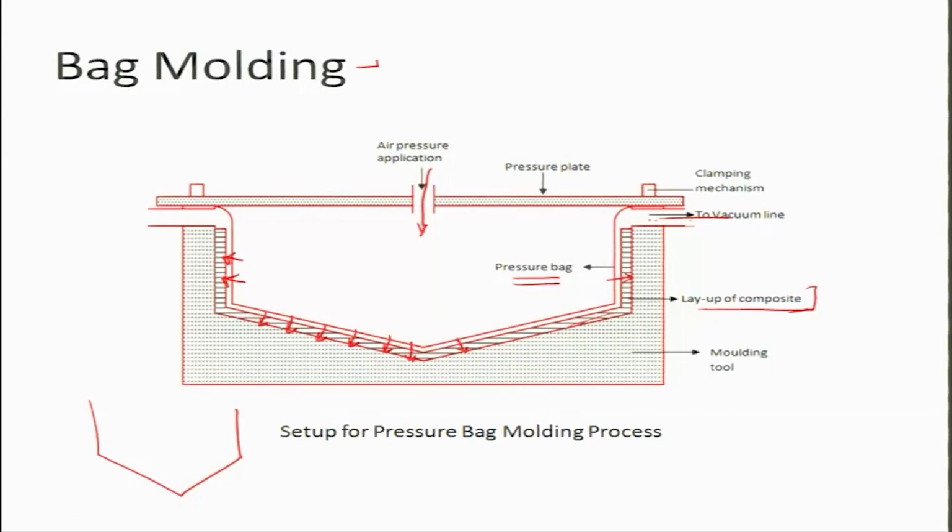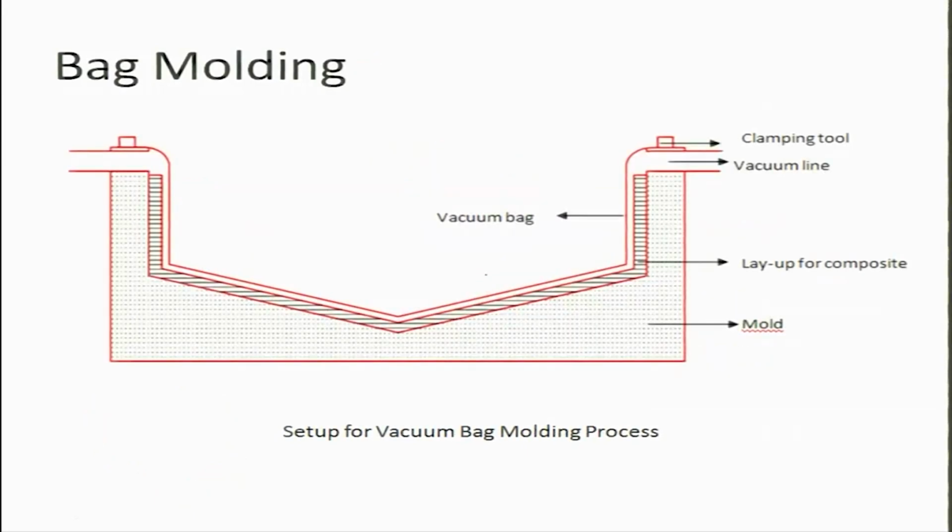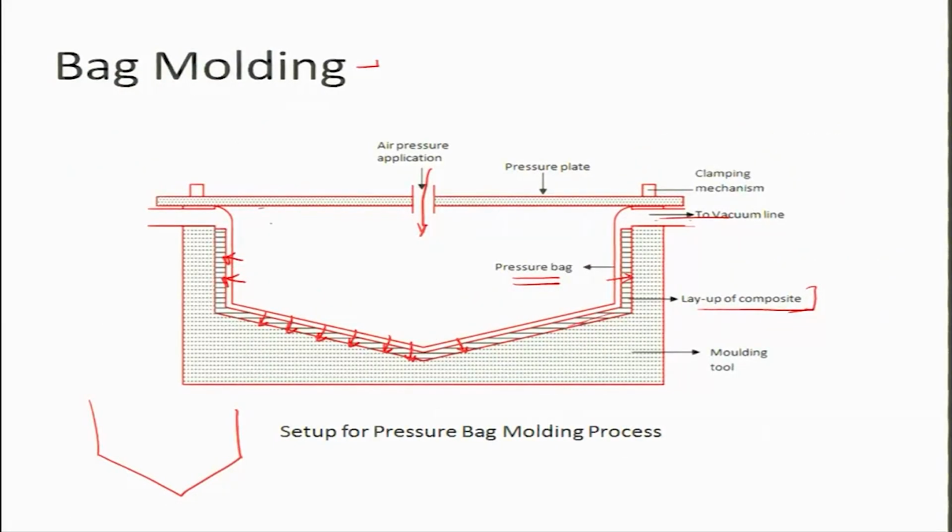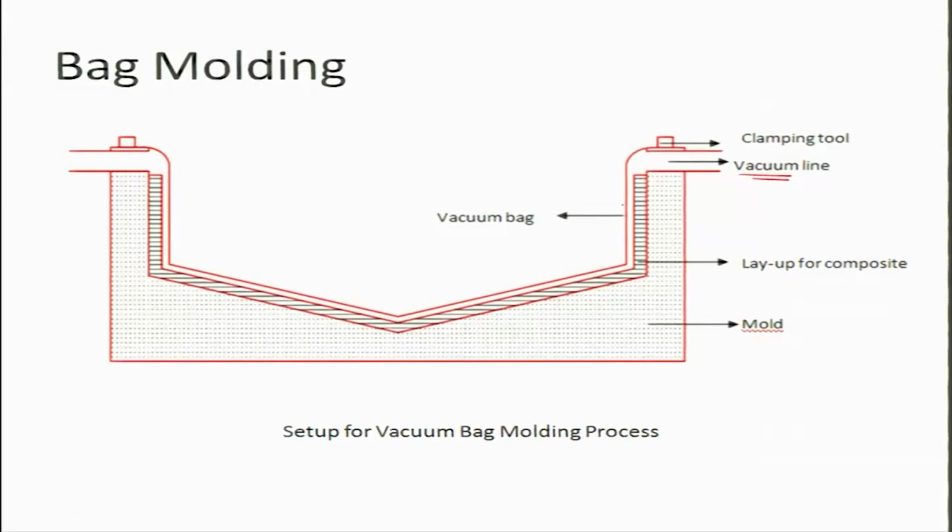Because this tooling is specific to the shape, it is more expensive. In the second process, this is the vacuum bag molding. Here I use a vacuum line, and I have to connect this pressure bag with the top surface, I have to make a hole. So, all this is specific. Here I do not need all that stuff.